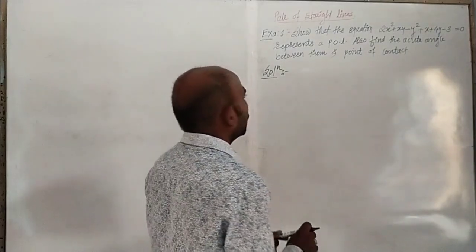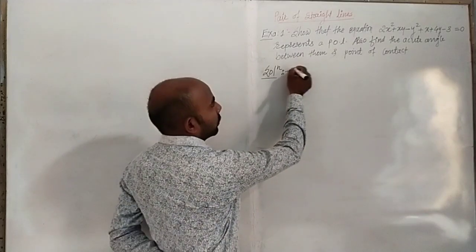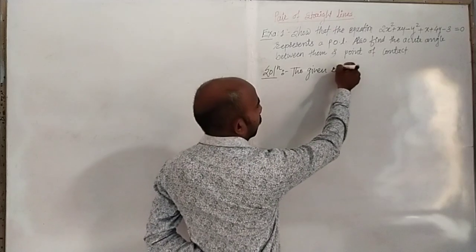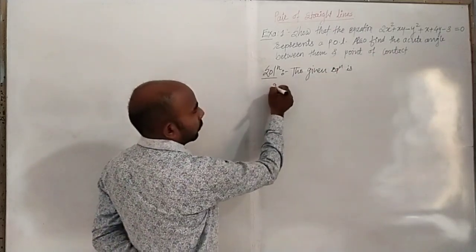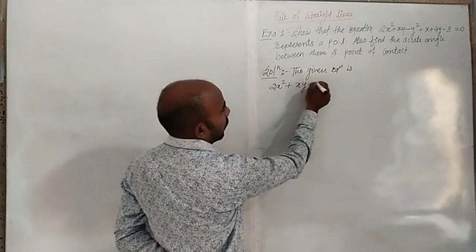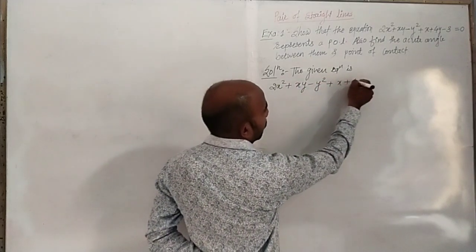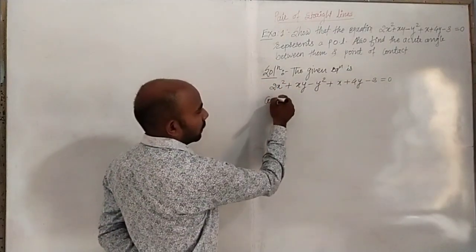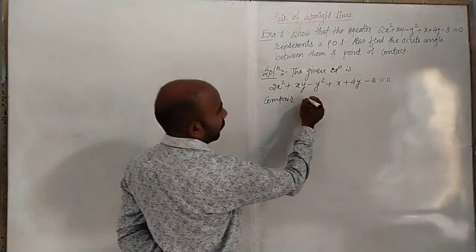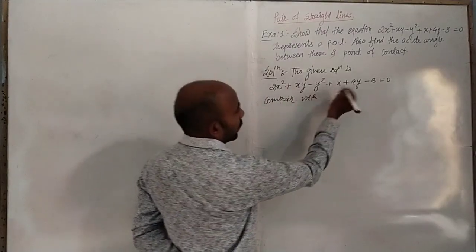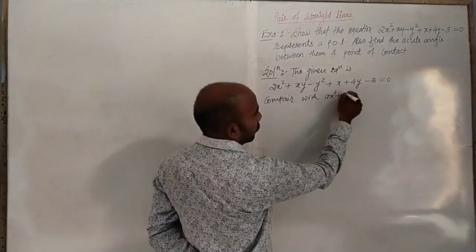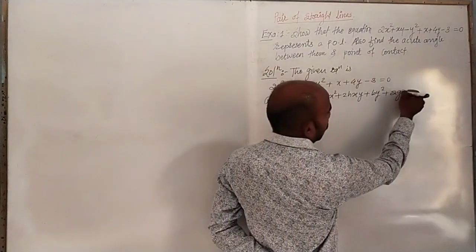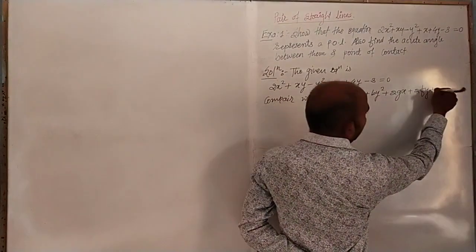So there is a solution. The given equation is 2x square plus xy minus y square plus x plus 4y minus 3 equals 0. We compare this equation with the general equation, that is ax square plus 2hxy plus by square plus 2gx plus 2fy plus c equals 0.